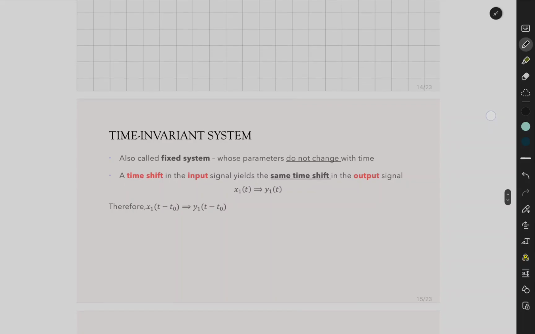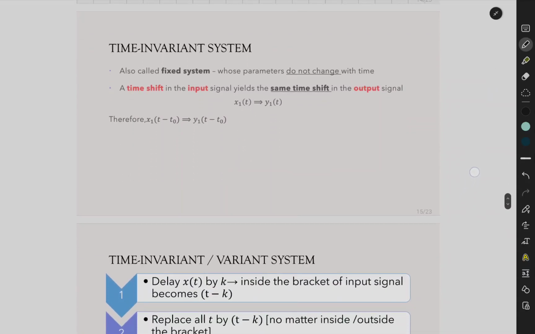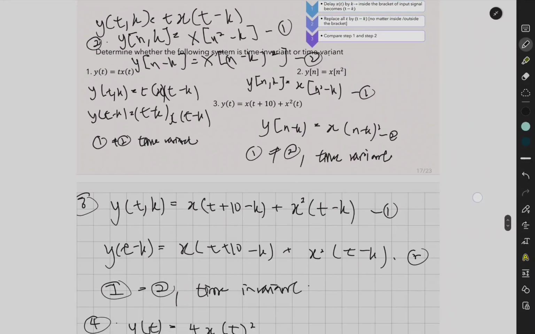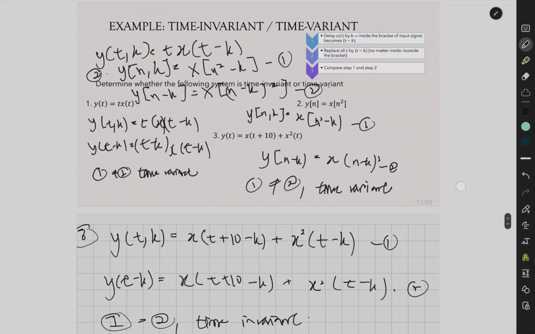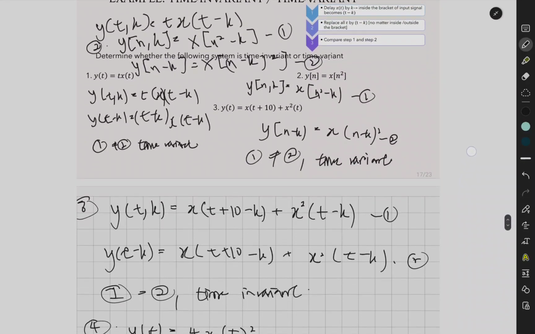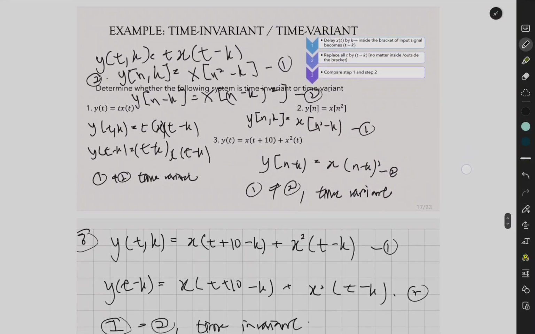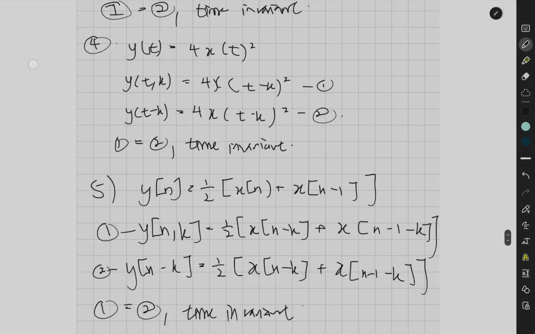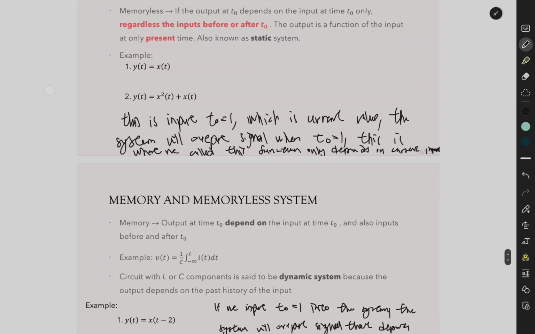So the input signal will not have the same time shift in the output signal in this example. If we input negative k, the time shift will actually be around n minus k squared. Okay, so time invariant, no problem.